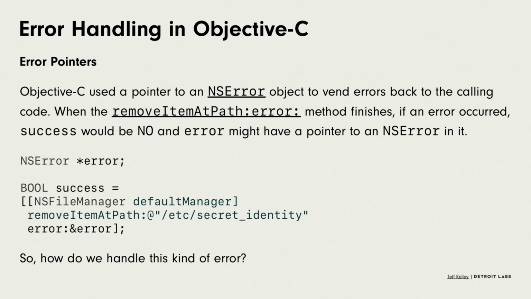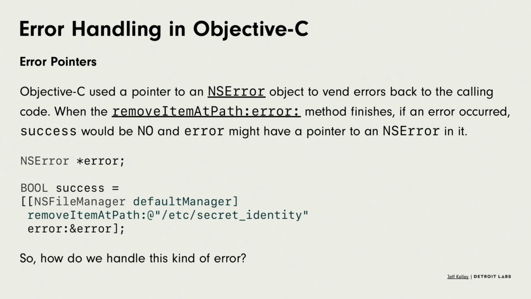Who here programmed in Objective-C before Swift? Oh, that's more than I expected. Wow. So this should be pretty familiar to most of you. If not, here's how it basically worked. You would create a pointer to an NSError, and then you'd call some method and store the result of it in a Boolean, here called success.